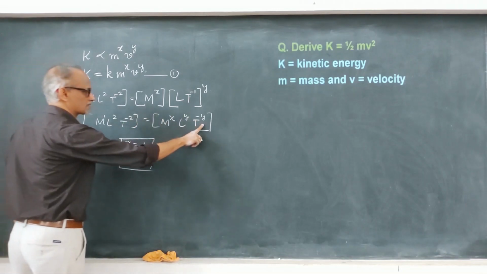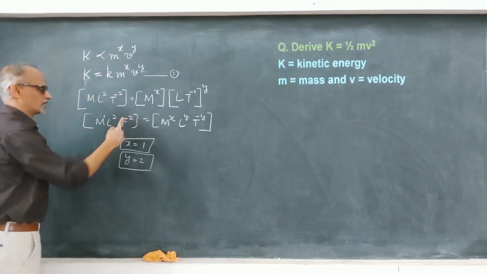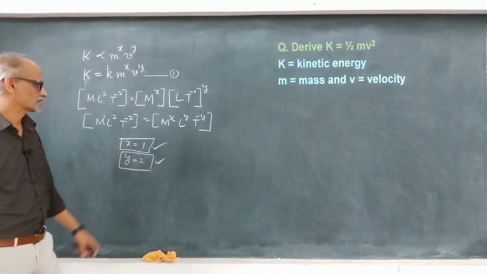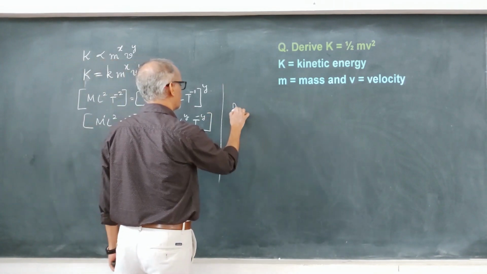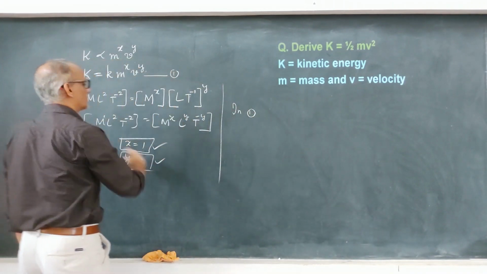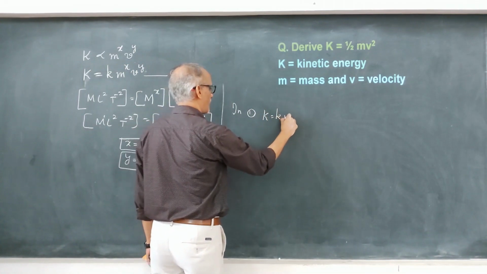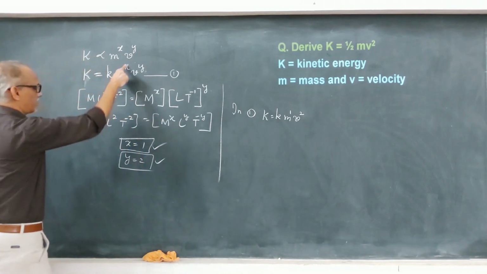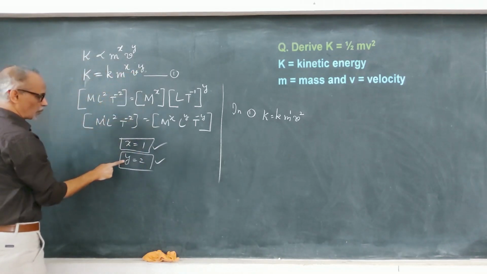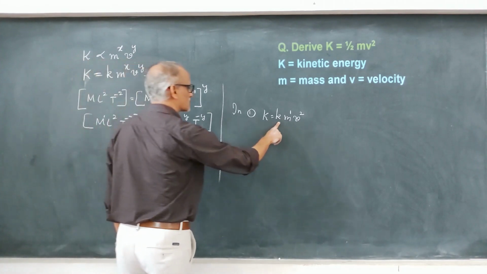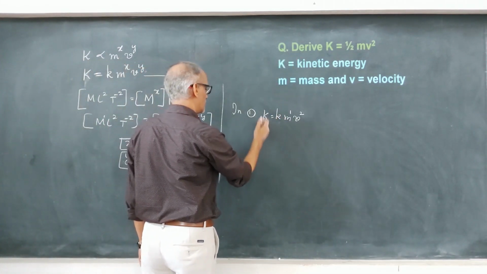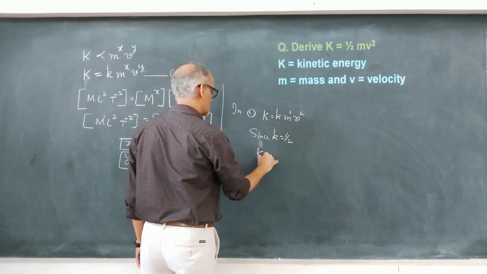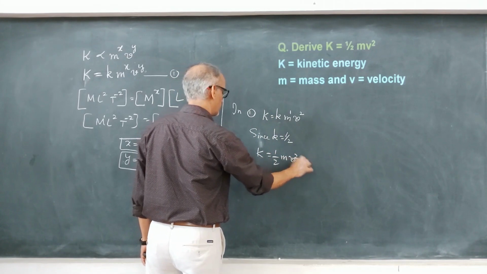Even if you compare here, you will get the same: minus y is equal to minus 2, therefore y is equal to 2. So we have found it easily, x is 1, y is 2. Now in equation 1, k is equal to k m to the power 1, v to the power 2, correct, m to the power x, v to the power y. And the value of the constant of proportionality k is already given, half. So therefore, k is equal to half mv square.